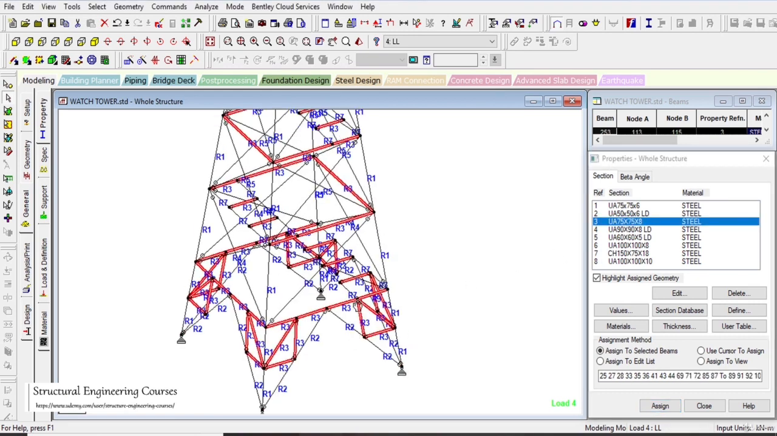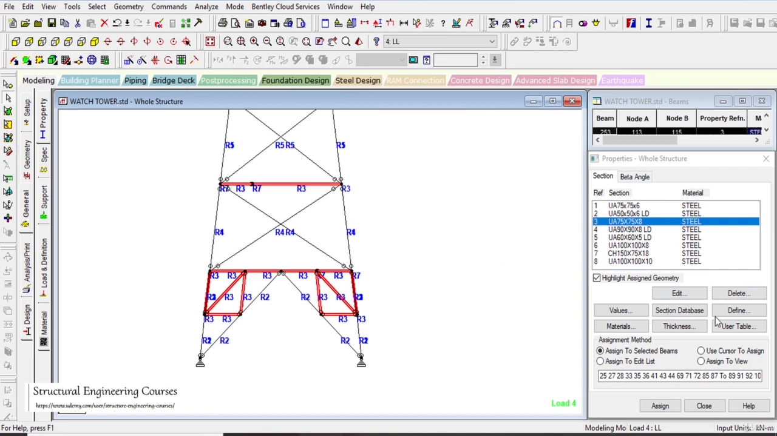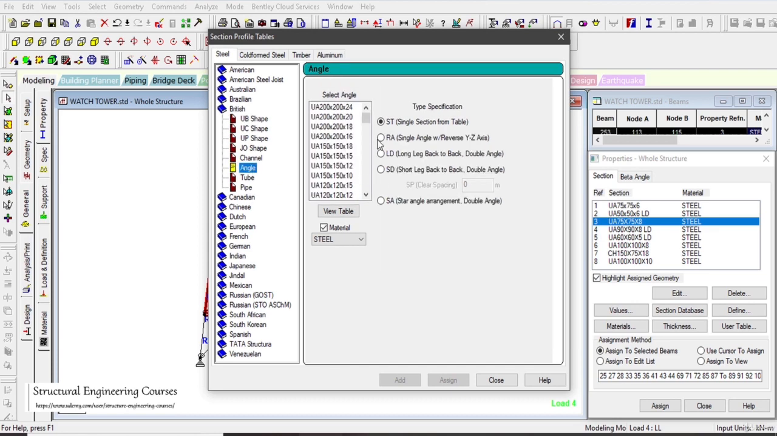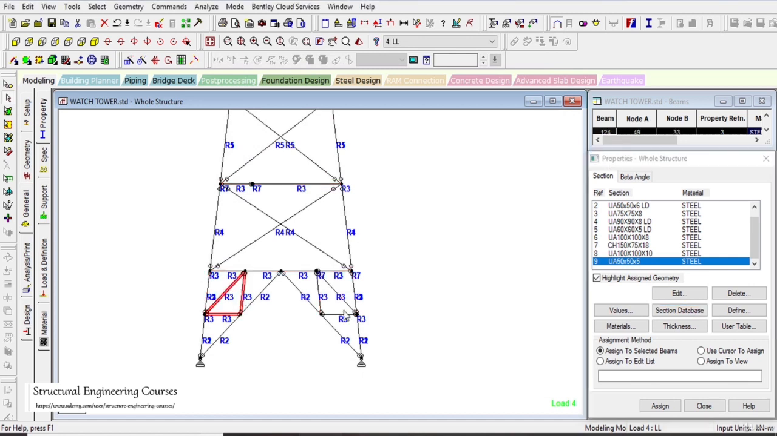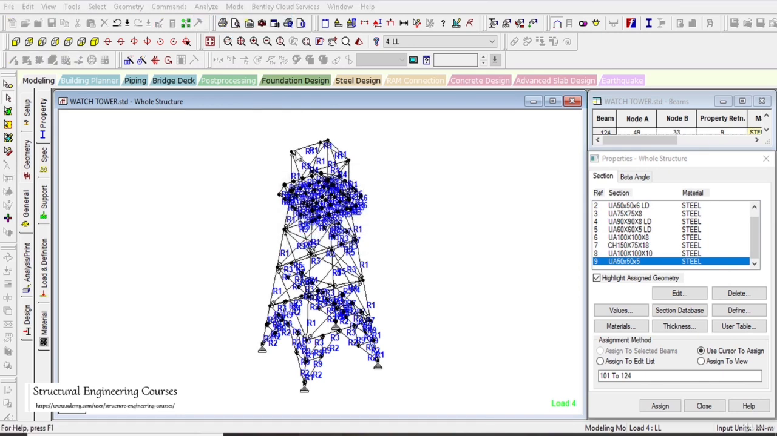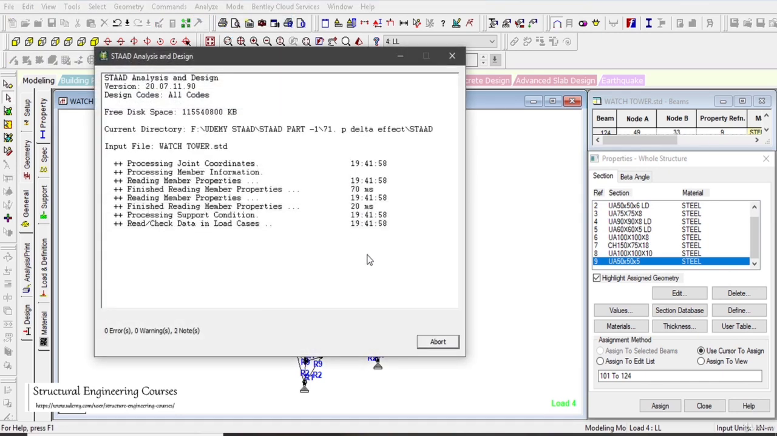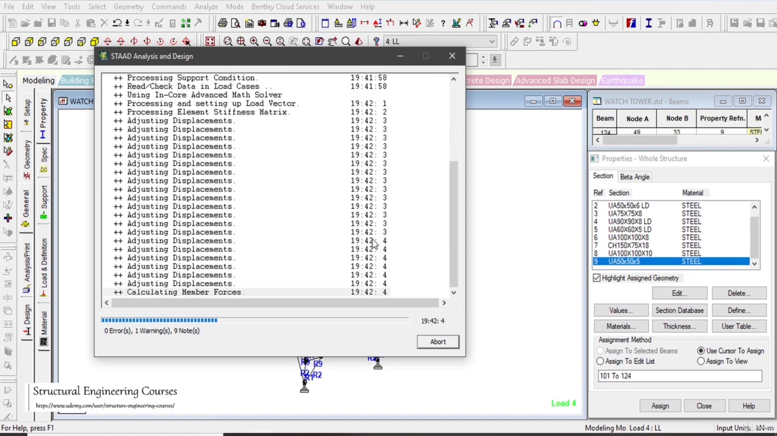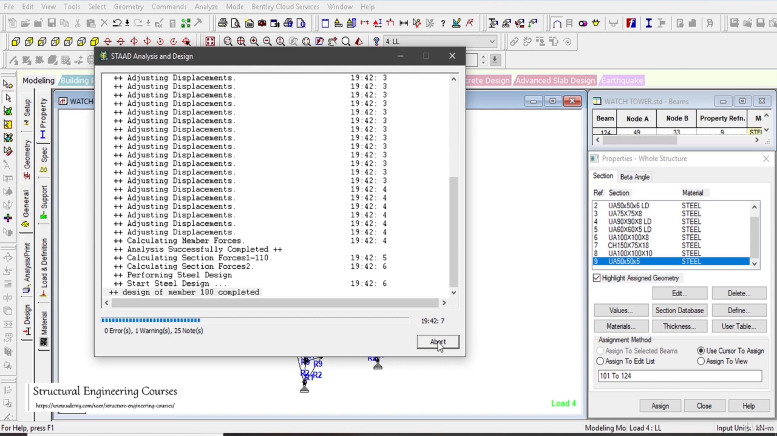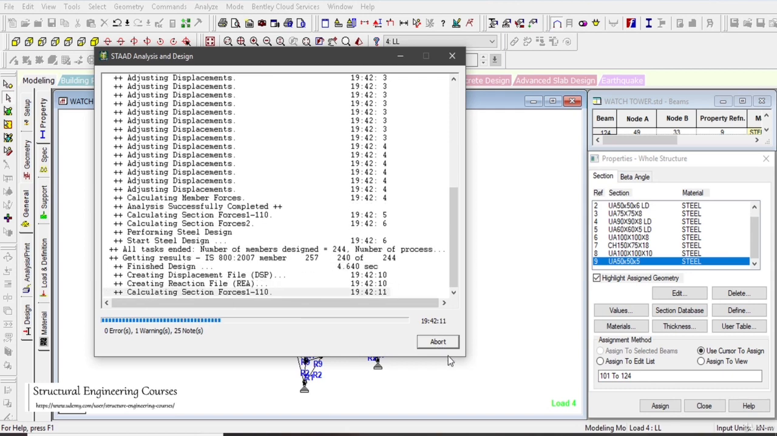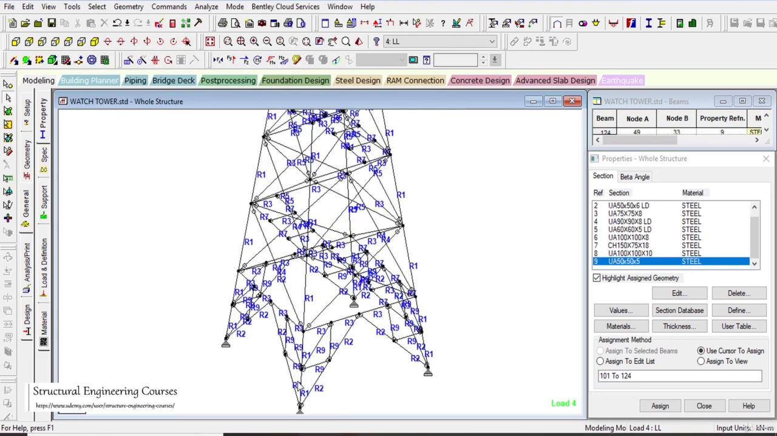and for this particular bracing we can add a new section here. British angle UA 50-55. So we can select the size of these bracings as 50-55 only. So now we can analyze the structure again. Now we can check again the behavior.